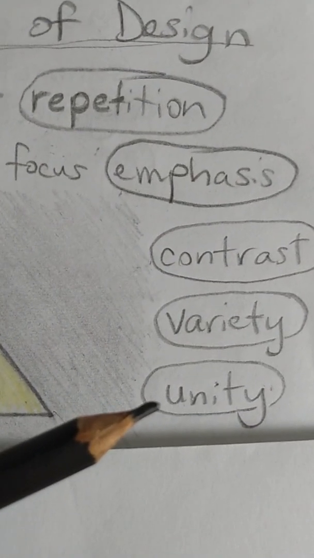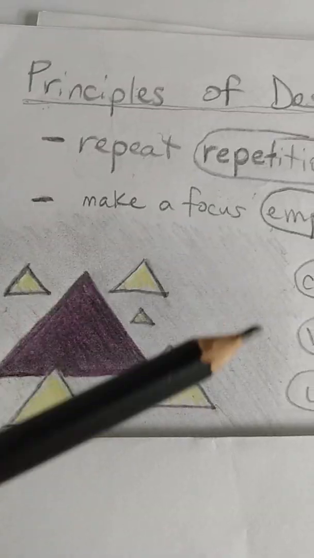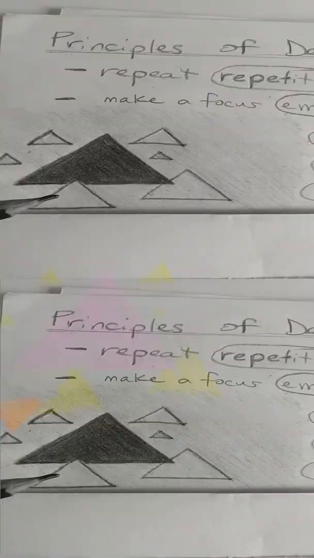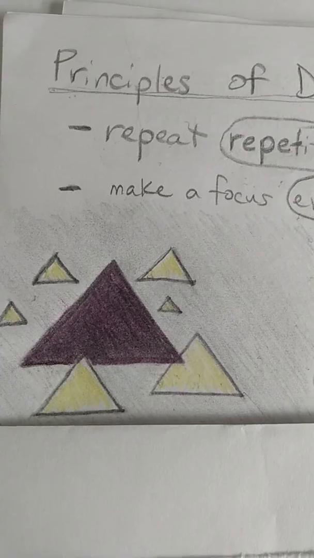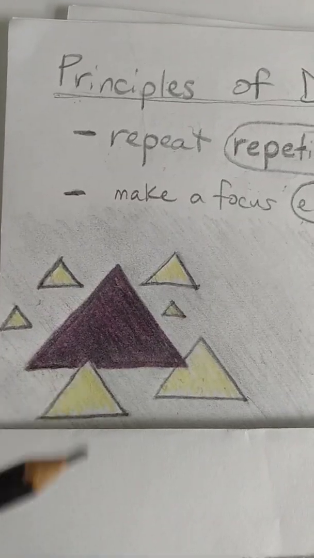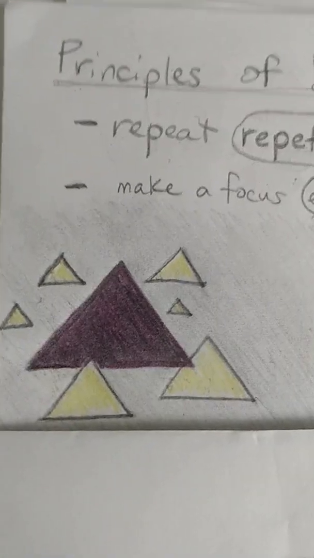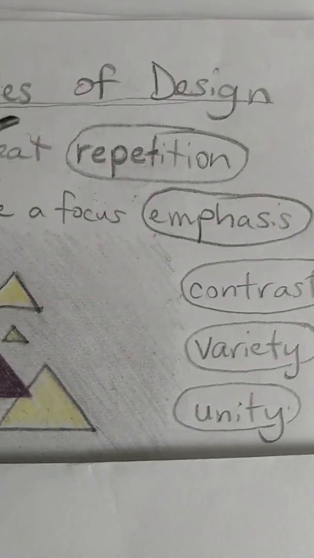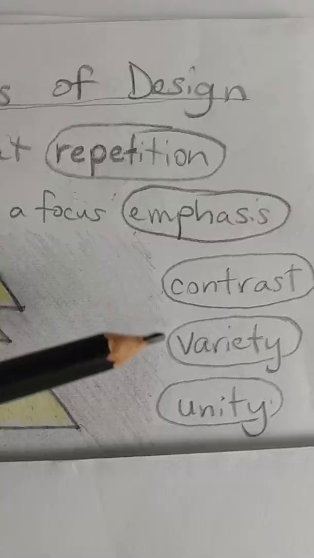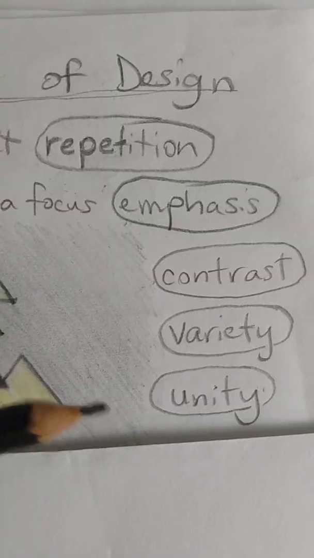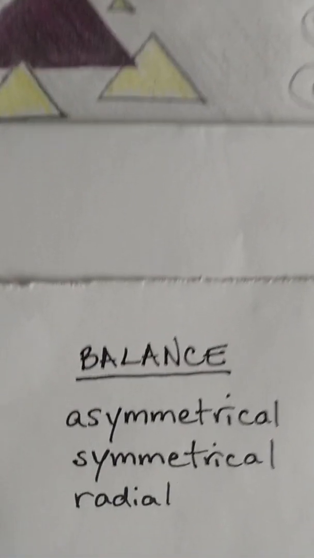Unity occurred because we kept our shape the same and because we colored our background a single color, and most of us did a variety of colors on our shapes. But the single shape and the background being the same throughout were things that we did to create unity. So with this one project, you were exposed to 5 of the principles of design, and we're now going to add the 6th, balance.